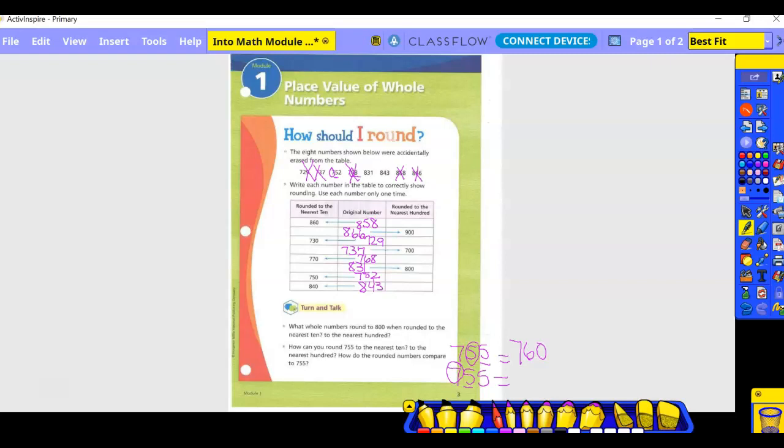No. It's going to become an 8 because 5 is 5 or higher, right? So if it's 5 or higher, you go up 1. If it's 4 or below, you stay the same, right?